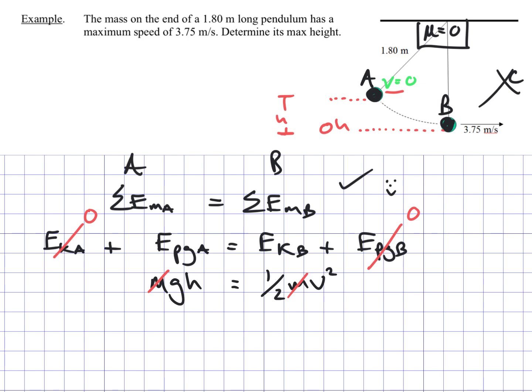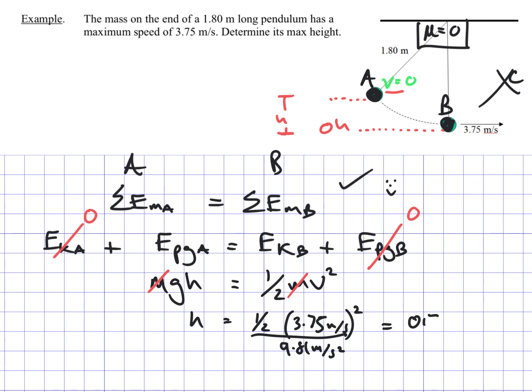The mass is going to cancel out. And now I can rearrange this equation and solve for that height. So the height is going to be 1/2 times the velocity, which is 3.75 meters per second squared, divided by gravity, which is 9.81 meters per second squared. Okay, that gives me a value.